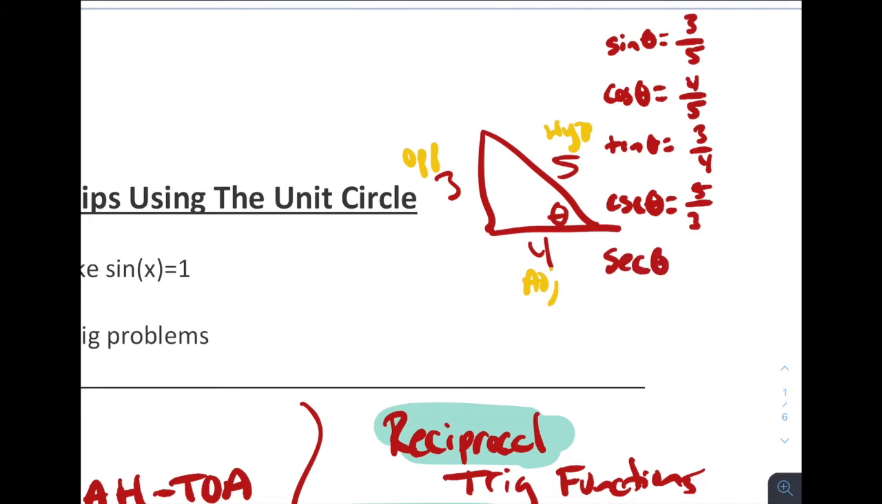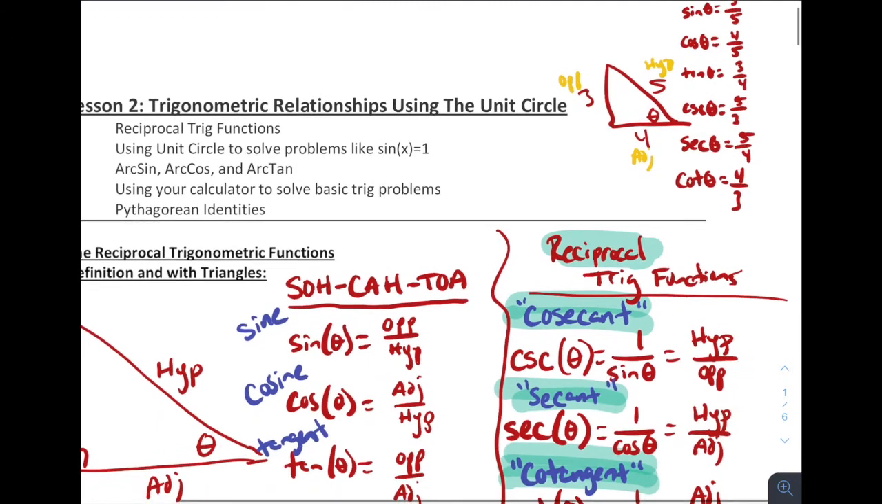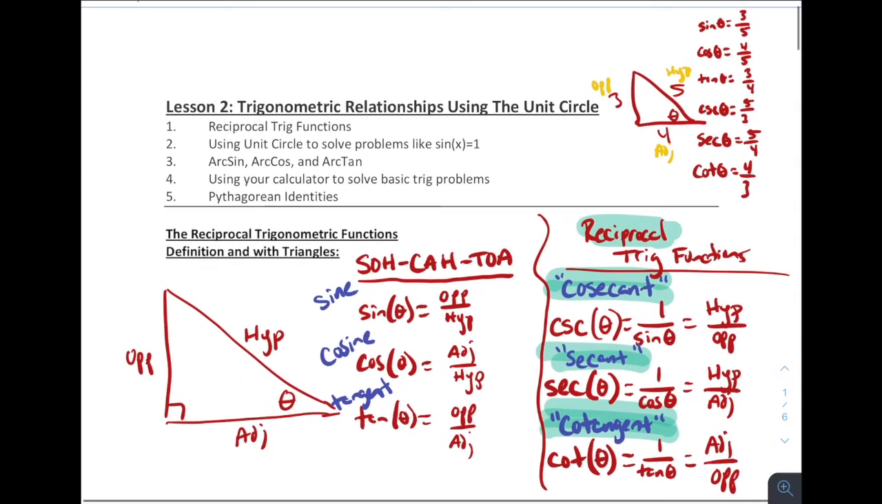Secant of theta is the reciprocal of the cosine function, which was 4 over 5. So that reciprocal would be 5 over 4. And then cotangent is the reciprocal of tan, which was 3 over 4. So this is going to become 4 over 3. So that is a very brief introduction to what those reciprocal trig functions are, and to see some examples of that with respect to a triangle.